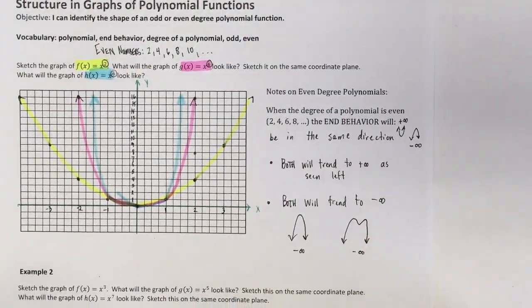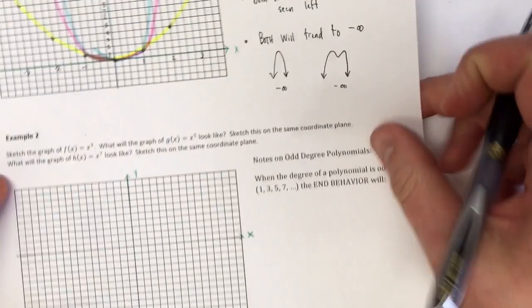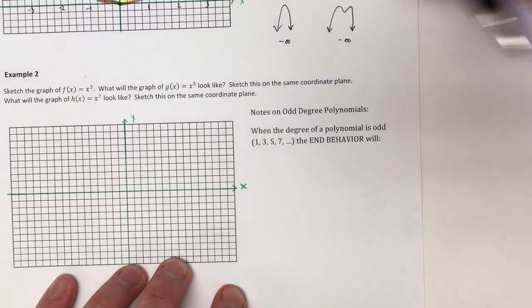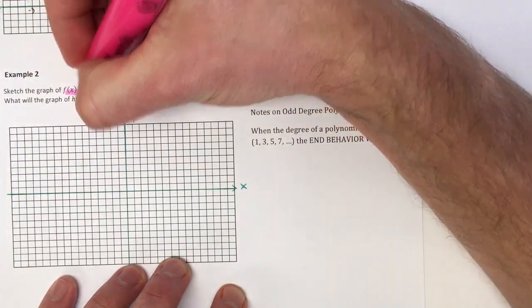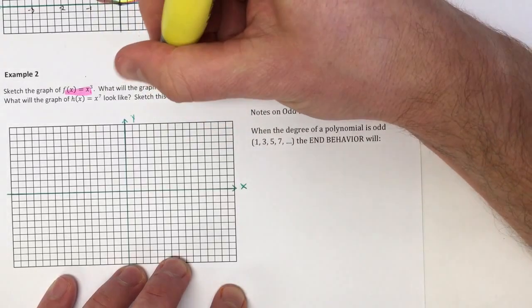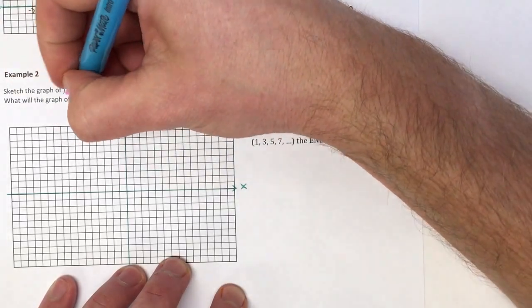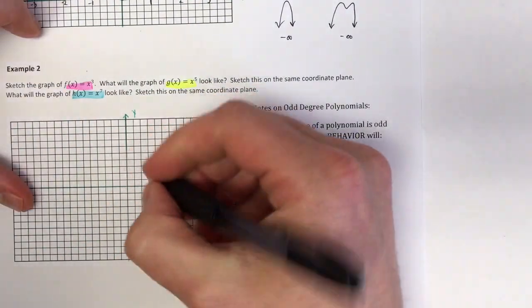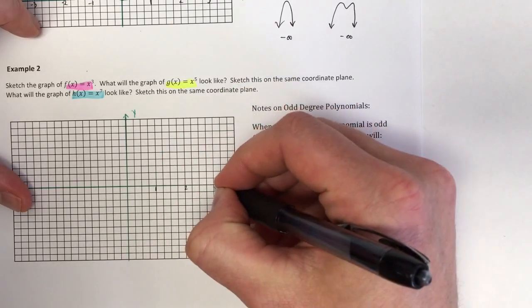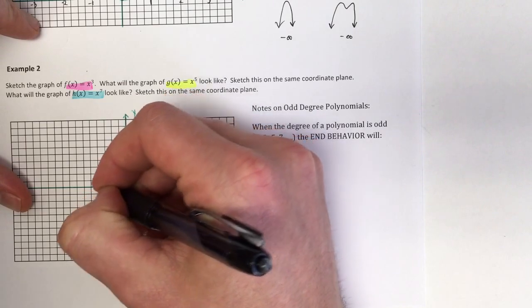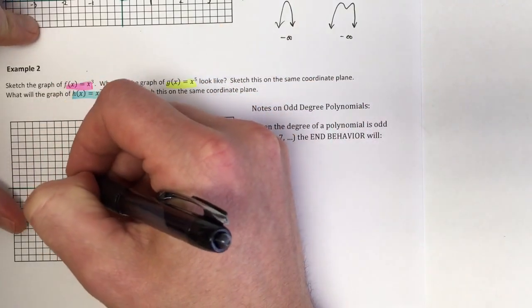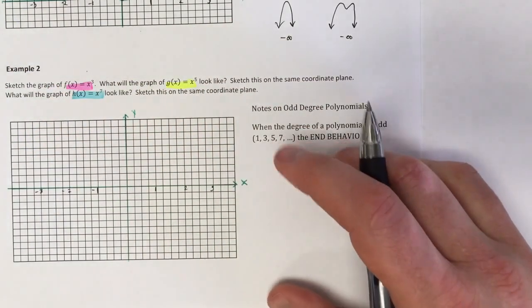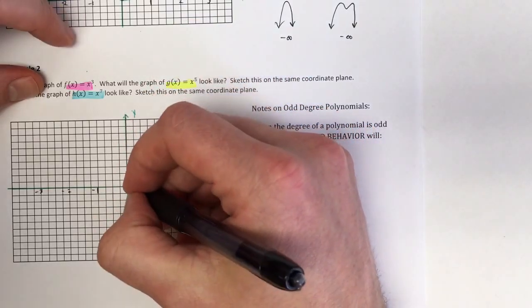Okay. Example number 2 asks us to analyze odd degree polynomials. And so as you're looking at the sketch of the graph, you've got, again, an x cubed, an x to the 5th, and an x to the 7th. And so as I sketch these, I can spread this out again for you guys. 1 here, 2, 3, 1, 2, 3. The initial point for x cubed will go through 0, 0.